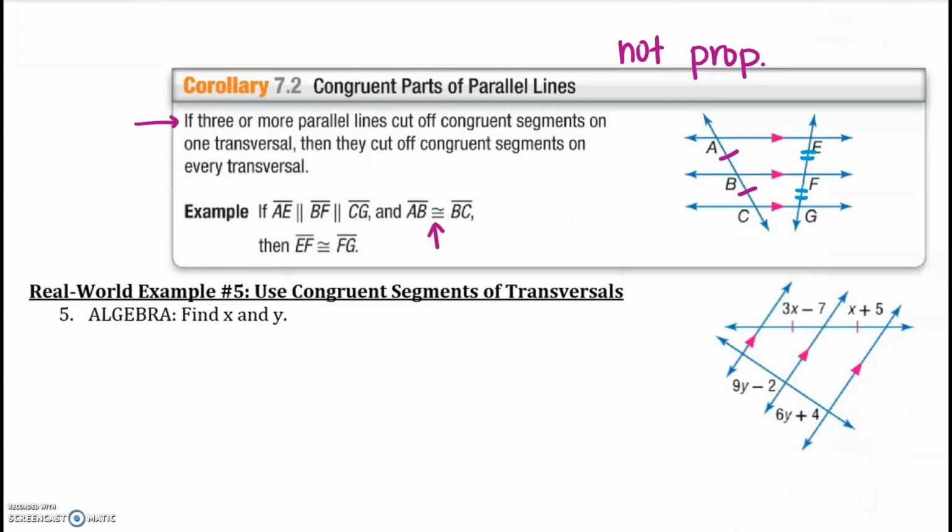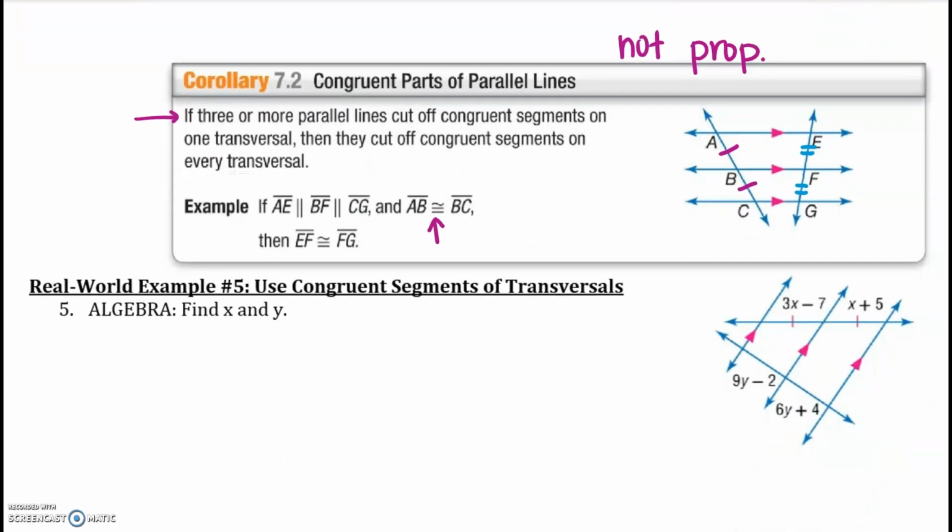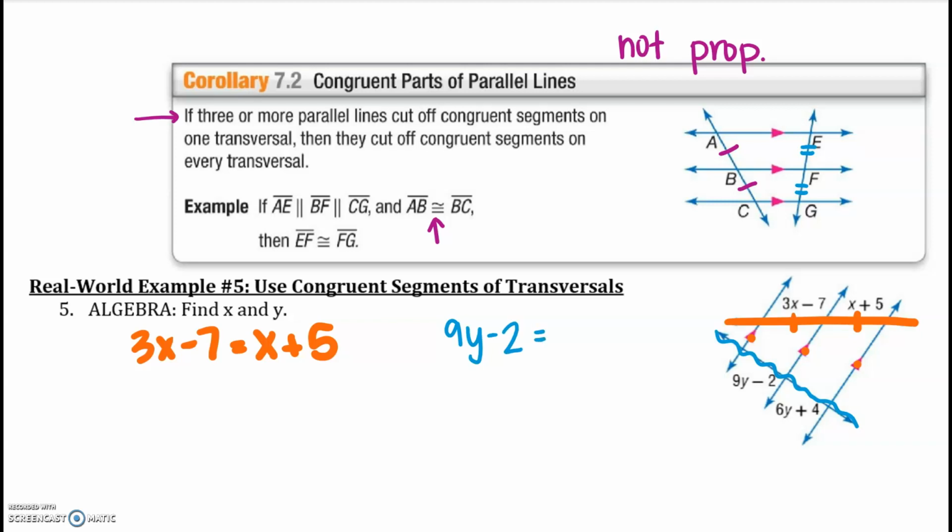We're almost out of time, so I'm going to kind of quickly fly through this. I see my tick marks here. I see 3 parallel lines. So I can say that 3x minus 7 is equal to x plus 5. Because one side is cut congruently, I can say that the other side is cut congruently. So 9y minus 2 is equal to 6y plus 4. Once you solve that, x is going to equal 6, looks like, and y is going to equal 2.